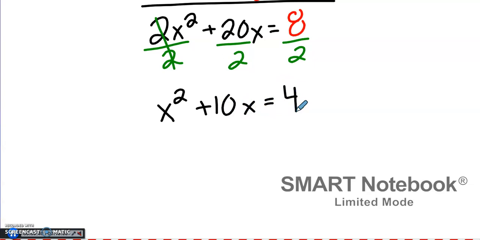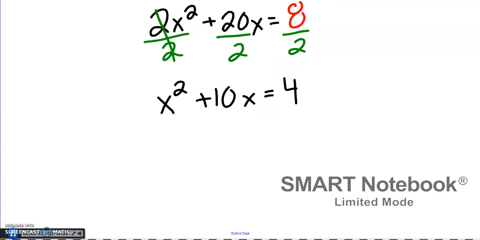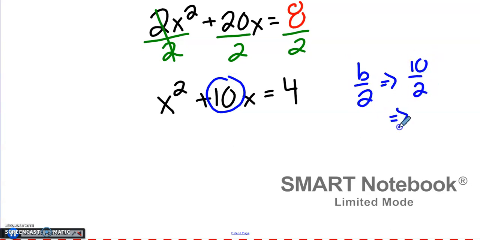And now we're going to go through completing the square. We're going to take half of b, which is 10. So again, remember, it's b over 2 translates into 10 over 2, which is 5. We're going to square that.